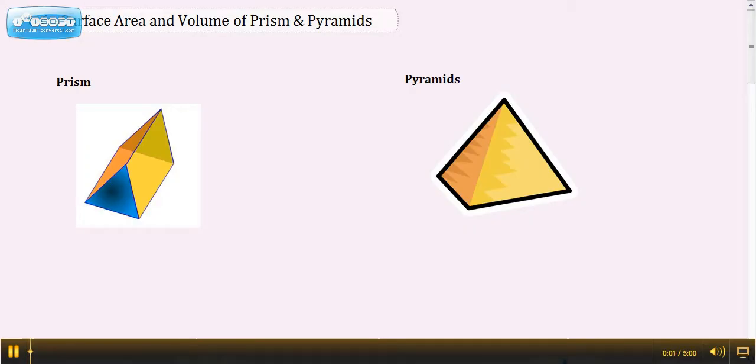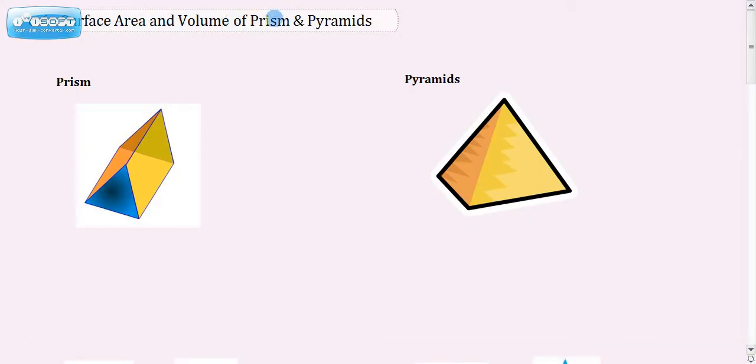Hello class, today we're going to talk about the surface area and the volume of prisms and pyramids. So first let's define what is a prism and what is a pyramid.